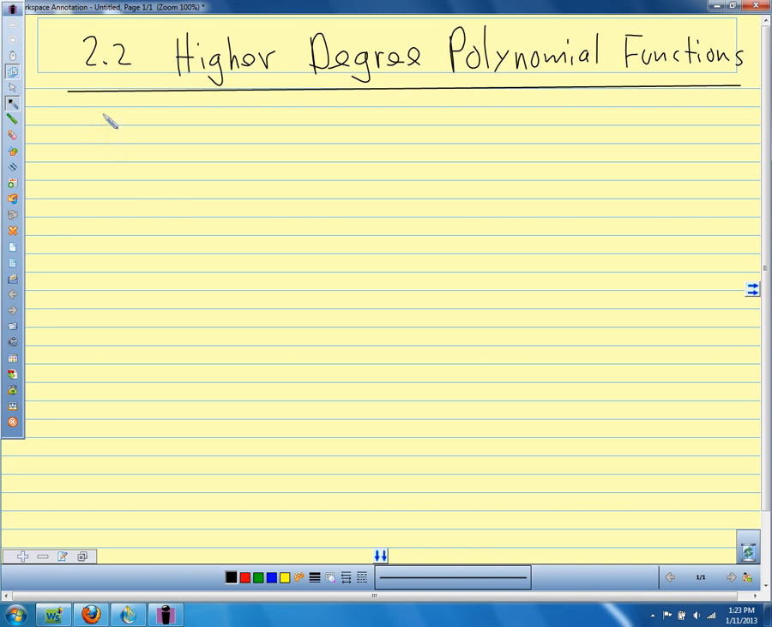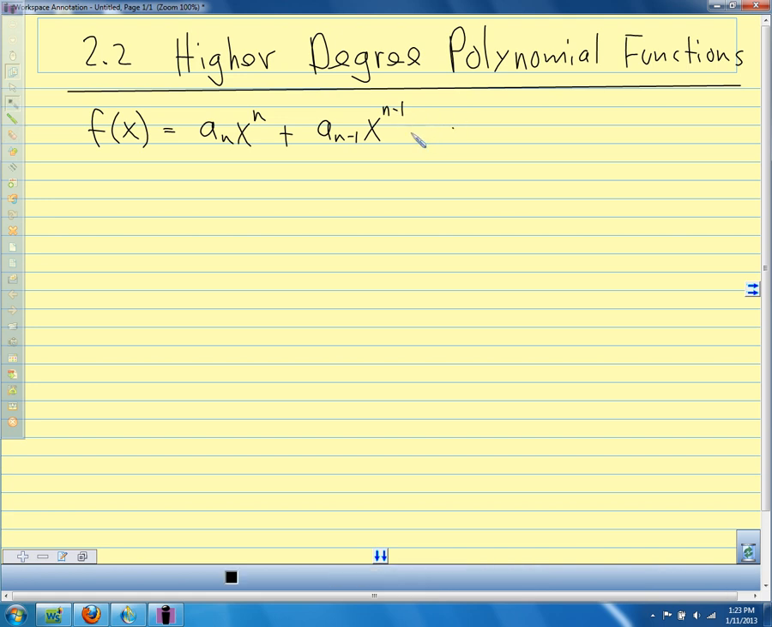And just a quick reminder, we're talking about a function that looks like a_n x to the n, plus some other number times x to the n minus 1, dot, dot, dot. We're going to keep adding terms. So we said our polynomial function looks something like this. So we have just a bunch of powers of x to the fifth, x to the fourth, x to the third, all the way down to some constant. So this is what we're talking about when we're talking about a polynomial function.